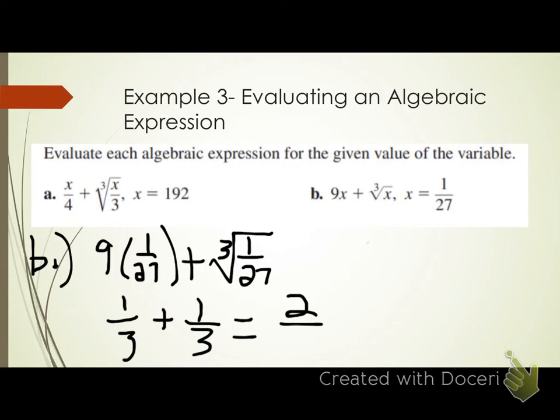Keeping y'all on your toes. How do I get my denominator? I keep it the same. So I get 2/3. Any questions there? That is my final answer for B. Any questions? Can I move on?